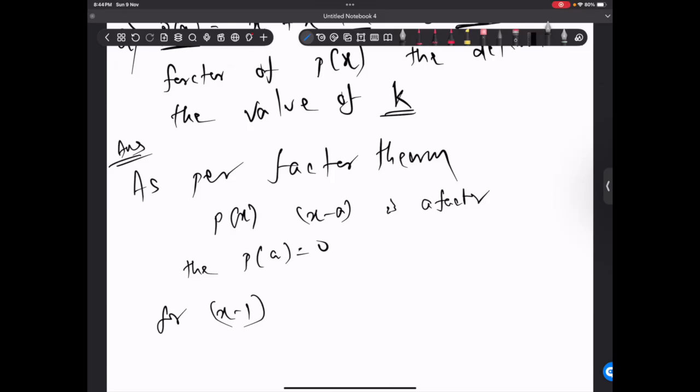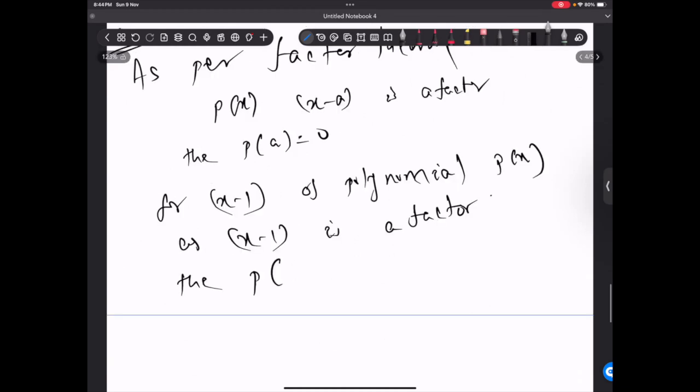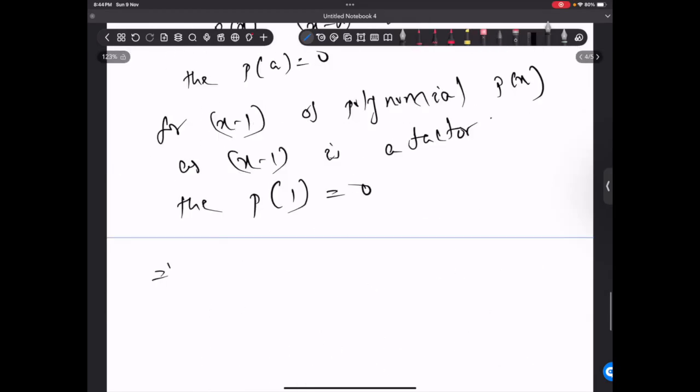of polynomial P of x, as x minus 1 is a factor, then P of 1, x minus 1 is there, which means x equal to 1. P of 1 should be 0, which means now what does this imply? x square plus x plus k should be 0.